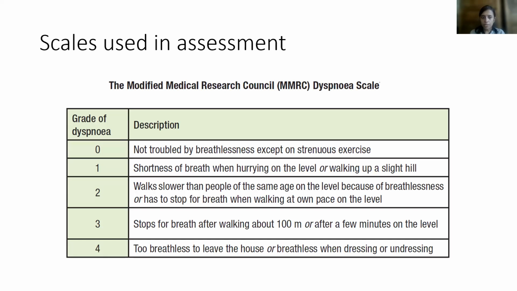It is called MMRC. 0 means there is no breathlessness, except on exercise, like when you do running, skipping, or cycling. So it is okay. It is 0. When you are walking hurriedly or climbing stairs and you have breathlessness, that means 1. And 2 means either I cannot walk like my colleagues, or I have to stop and take a breath even when I walk slowly. Score 3 is I have to stop even after 100 meters or a few minutes on level ground, and 4 is severe breathlessness.